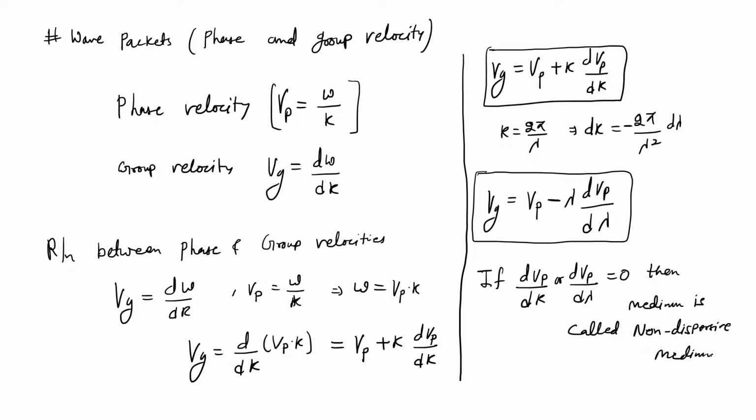Right? And if dVp over dk or dVp over d lambda is non-zero, then you will call it a dispersive medium. But this dVp over dk can be positive or negative. So then you will have a normal dispersion and an anomalous dispersion. Very important. So these two types we will also discuss now quickly, in the next slide. So quickly going for dispersive media.